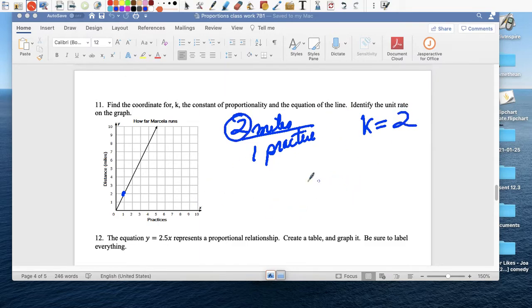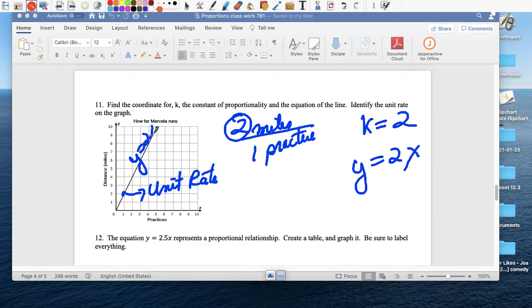And because this is proportional, the equation of the line is very simple. It's just y equals 2x. And here, on the test, I would say this identifies. So here's my unit rate. Here's the equation of the line. And there's k. All right.